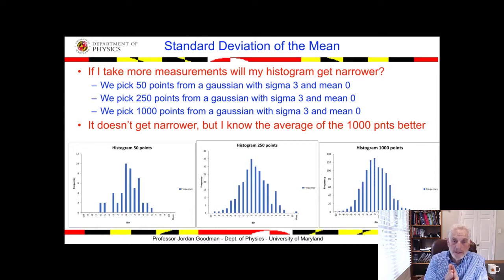My histogram doesn't get narrower. My distribution doesn't get narrower. The points still have the same intrinsic sigma they've always had. So what is the advantage of taking more points? Well, let me show you an example.